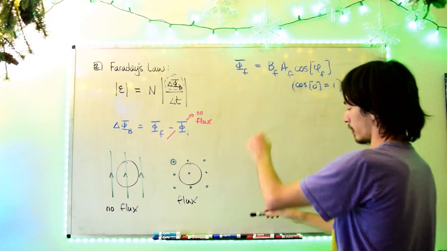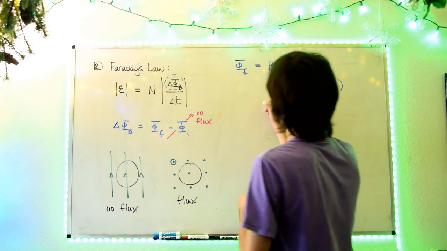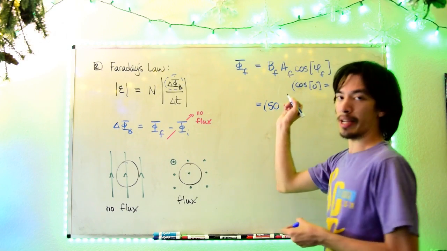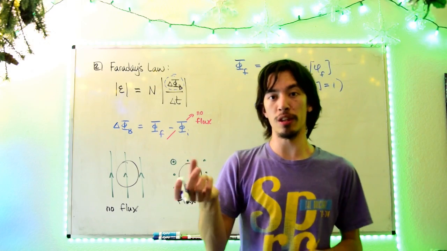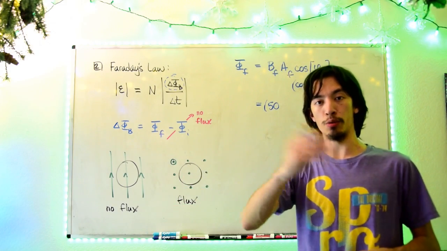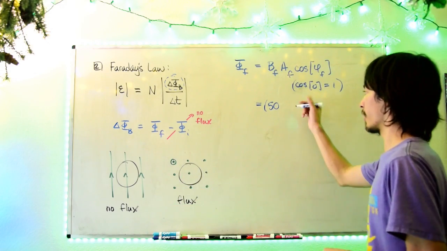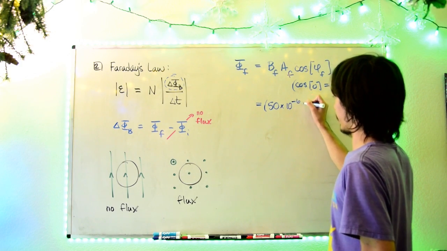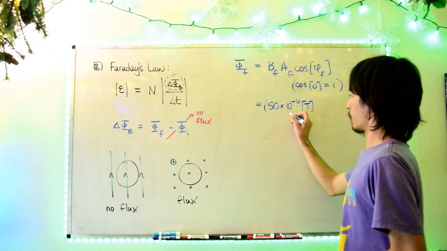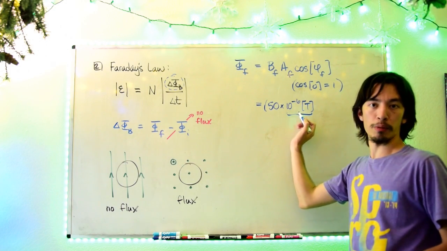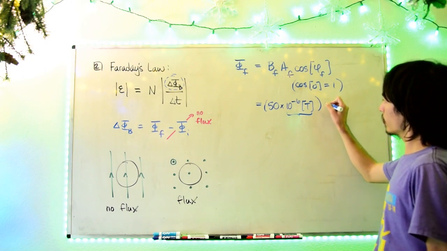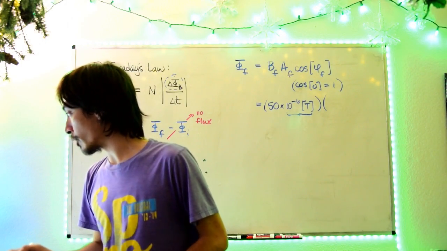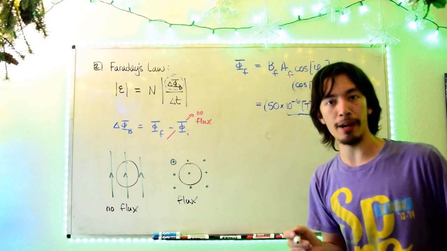Now, for the rest of this, we just plug in the magnetic field strength. So the magnetic field strength is 50 microteslas. So you have to change the micro into the standard unit. So we get rid of the micro by saying it's 50 times 10 to the minus 6th teslas. So that 10 to the minus 6th would be your micro. Times the area. We have an area which we have to calculate based off of the diameter.